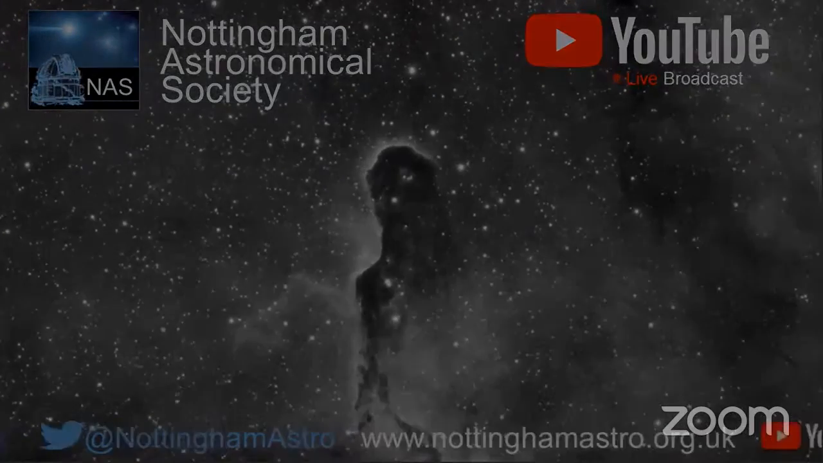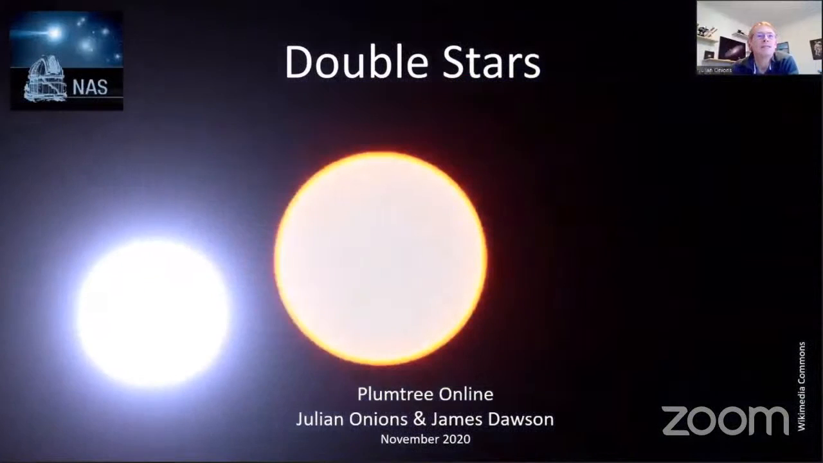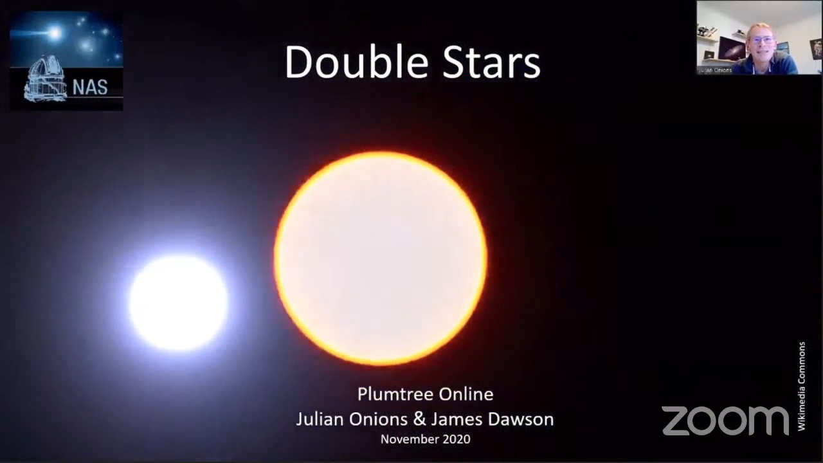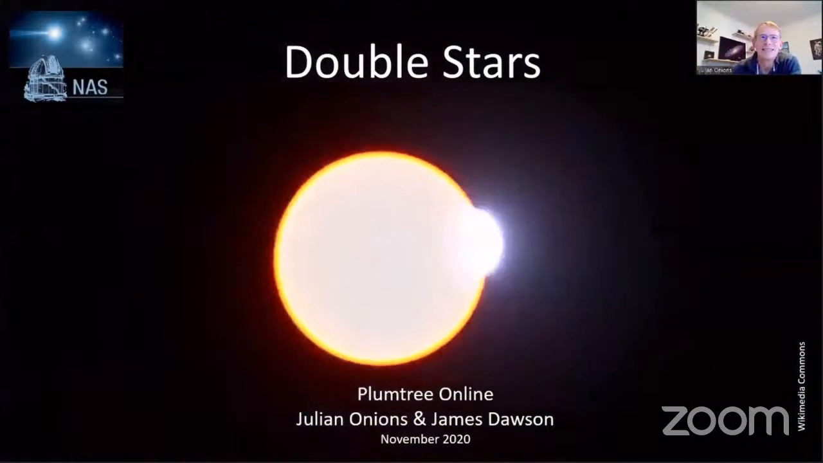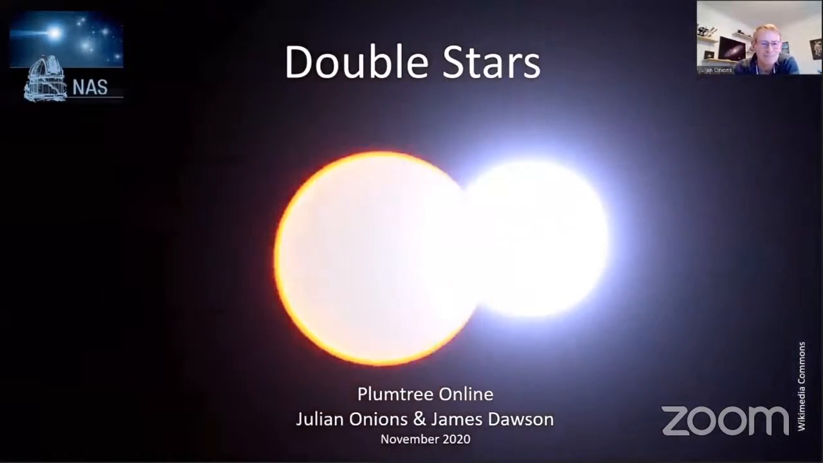Welcome everybody to the Plumtree meeting of November, where James and I are going to be talking about double stars and what you can see in the sky and a whole plethora of things about double stars. So we're going to have a look at the double star first, and there's a double star just in case. It's such a good animation that we have to include that.